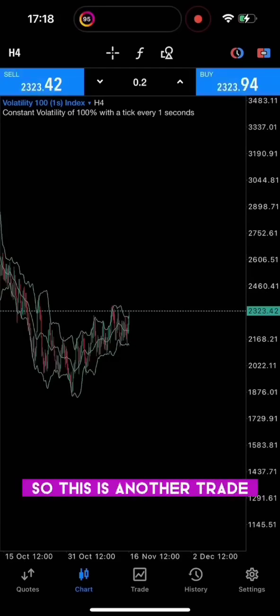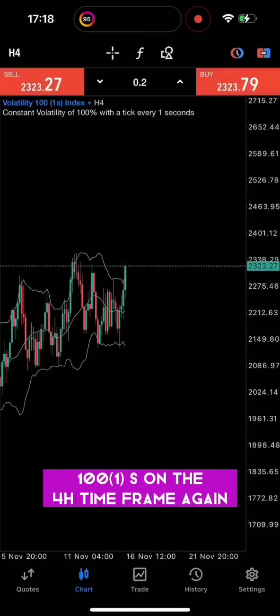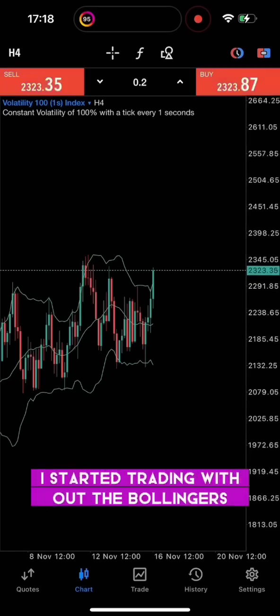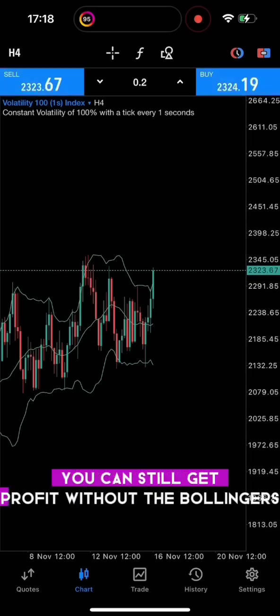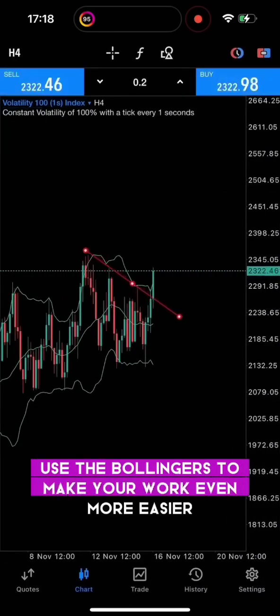So this is another trade. This is Volatility 101S on the 4-hour time frame. Again, I'm going to be using the Bollingers. I started trading without the Bollinger to show you that you can still get profit without the Bollingers, but you can use the Bollingers to make your work even easier.